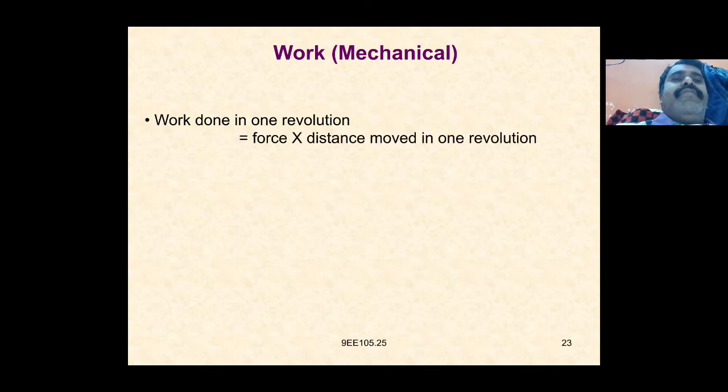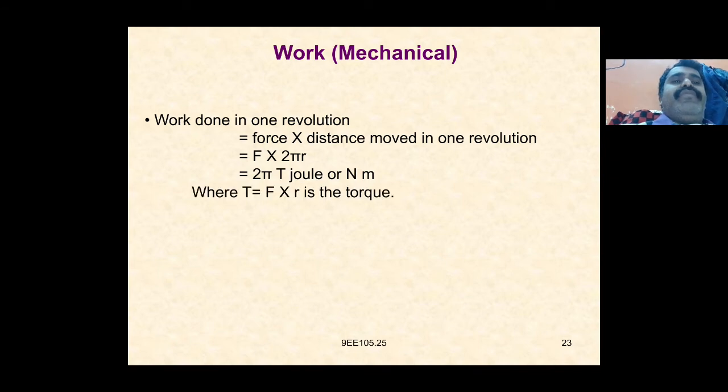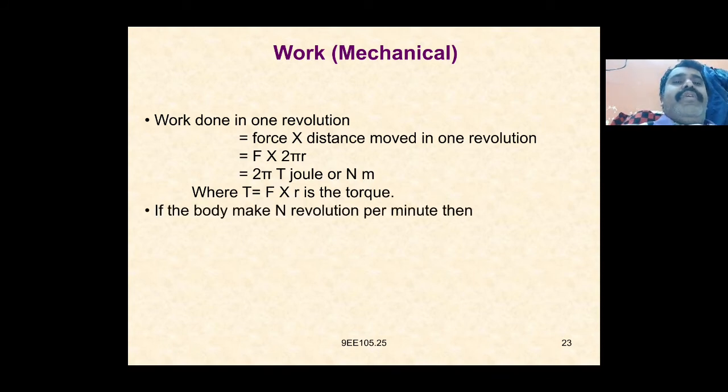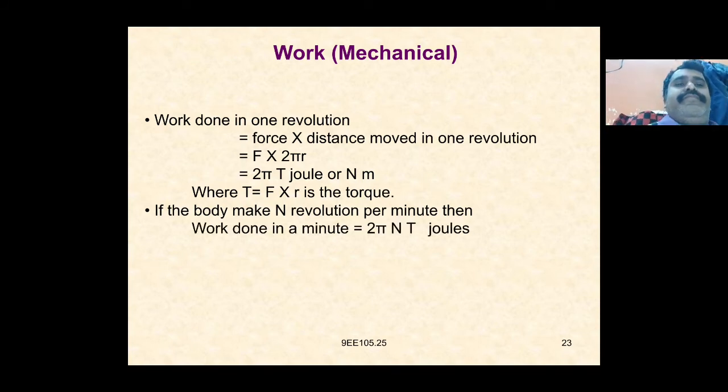Work done in one revolution is force into distance moved in one revolution, that is F into 2 pi r, which is 2 pi T joules, where T is F into r, in joules or Newton meters. So work done can be measured in joules or Newton meters, where T is equal to F into r and is the torque. If the body makes N revolutions per minute, then work done in a minute is equal to 2 pi NT joules.